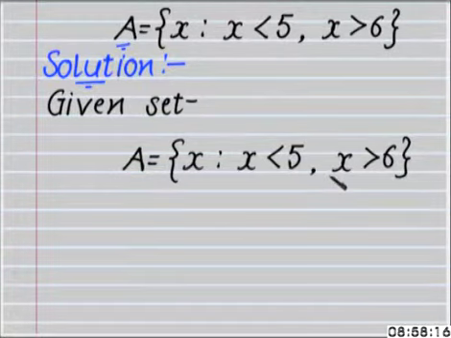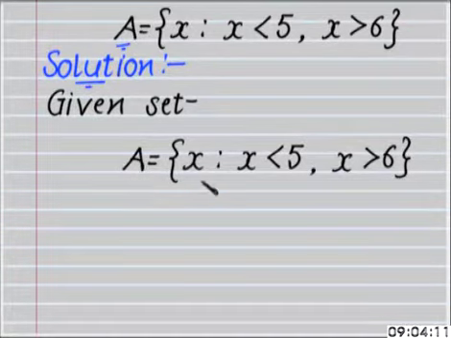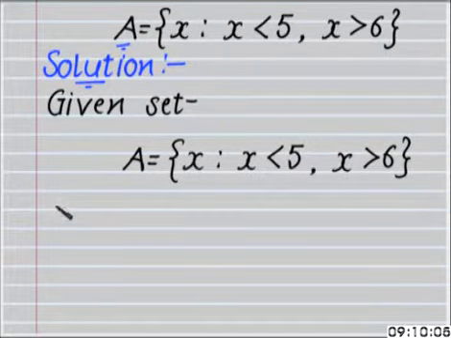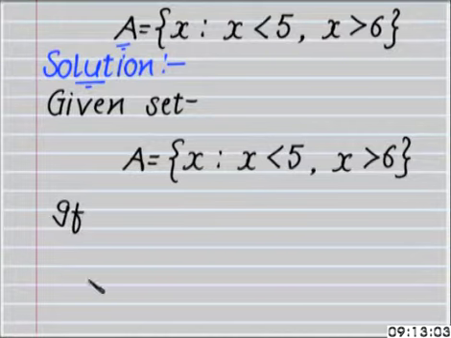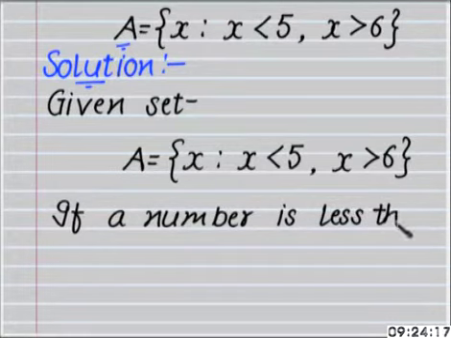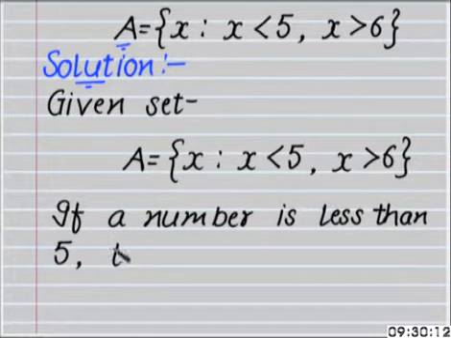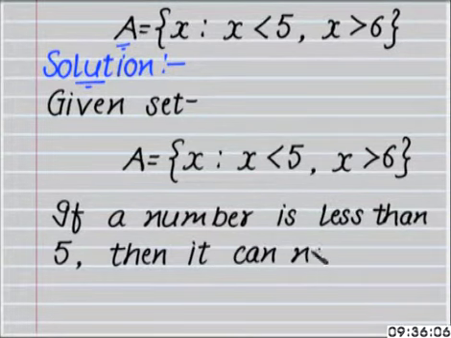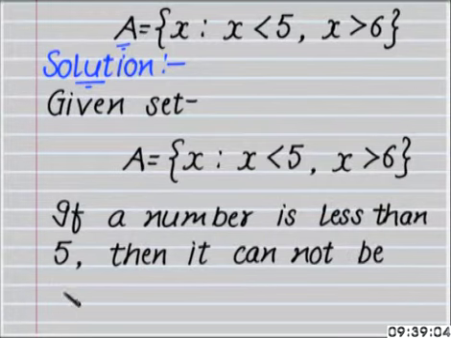To check the given set is a null set or not, we will check certain elements belong to the set A or not. We know that if a number is less than 5, then it cannot be greater than 6.